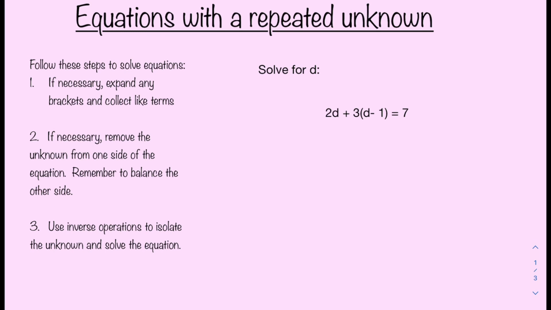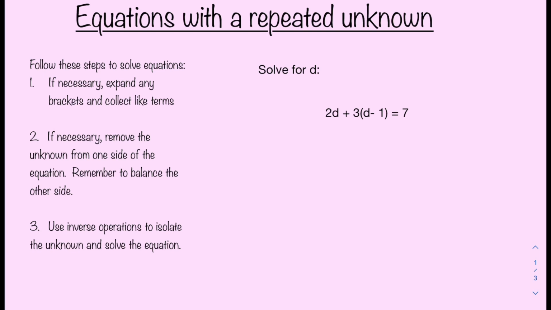Let's take a look at this equation together. We have 2d plus 3d minus 1 within the bracket equals to 7. So as you can see, there are two d's. So this is an example of an equation that shows you a repeated unknown.